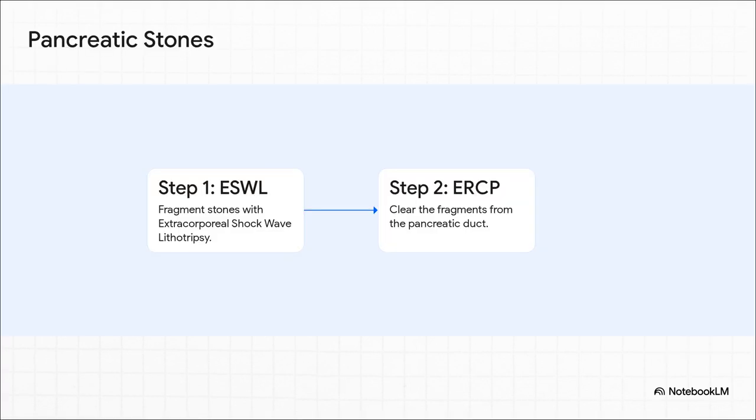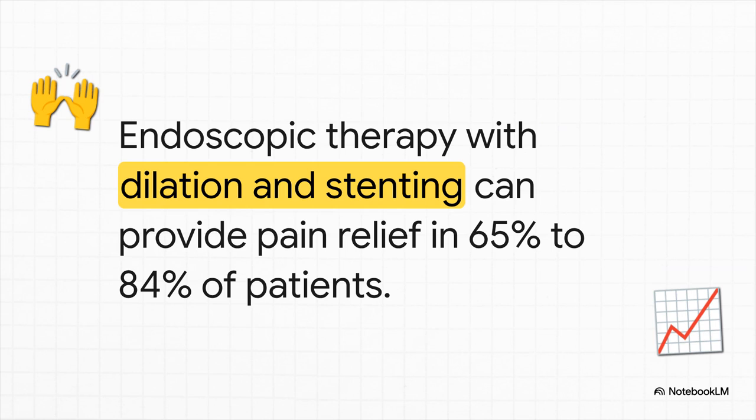Now, for big, gnarly pancreatic stones that are causing a blockage, the treatment is often this cool 1-2 punch. First, from outside the body, ESWL uses shock waves to break the big stones into smaller pieces. Then we go in with ERCP to sweep out all those little fragments and get the duct flowing again. And what about strictures, another major cause of pain? Well, the endoscopic approach here is also highly effective. During an ERCP, we can stretch open that narrowed area and place little plastic stents to keep the duct propped open. This can give significant pain relief to the vast majority of patients.